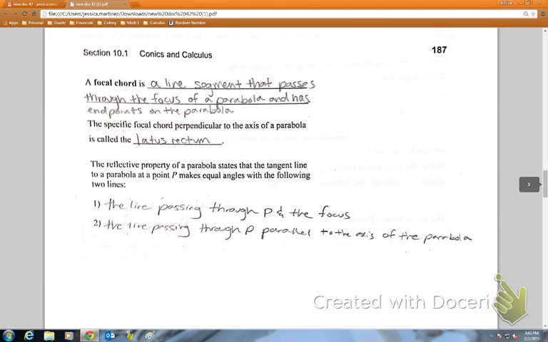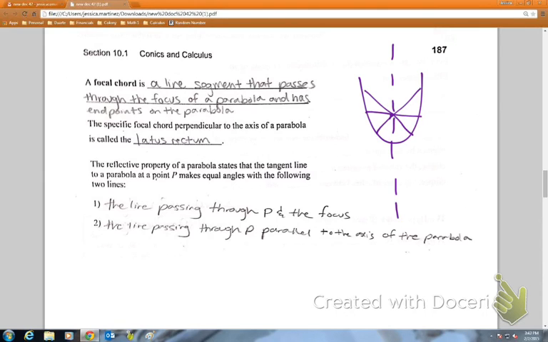The last piece for today's notes here before we move on to some examples is a focal chord. A focal chord is a line segment that passes through the focus of the parabola and has endpoints on the parabola. So for example, if I look at this parabola, and this is the focus here, a focal chord is any line that passes through that point, like this. That third line I just drew, the one that goes straight across, is a specific kind of focal chord. It's perpendicular to the axis. So remember that this is the axis of the parabola, the line that makes it symmetrical.